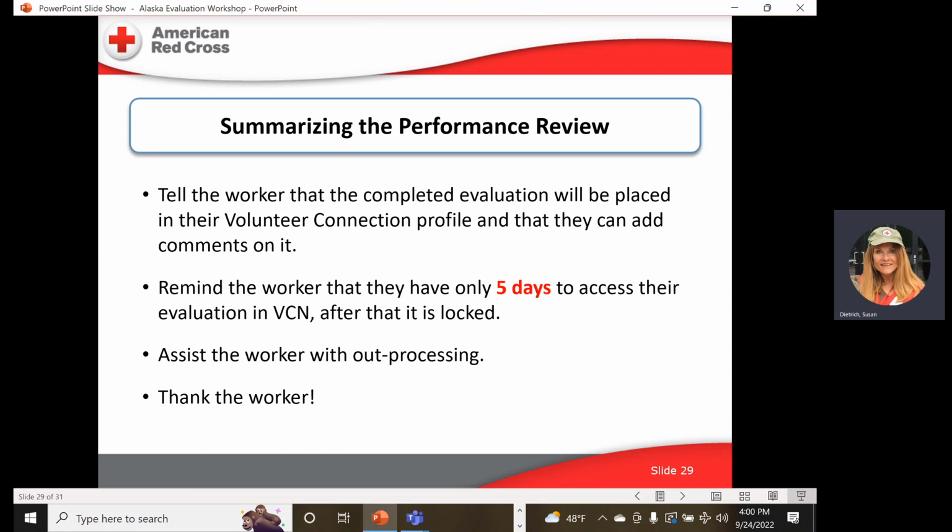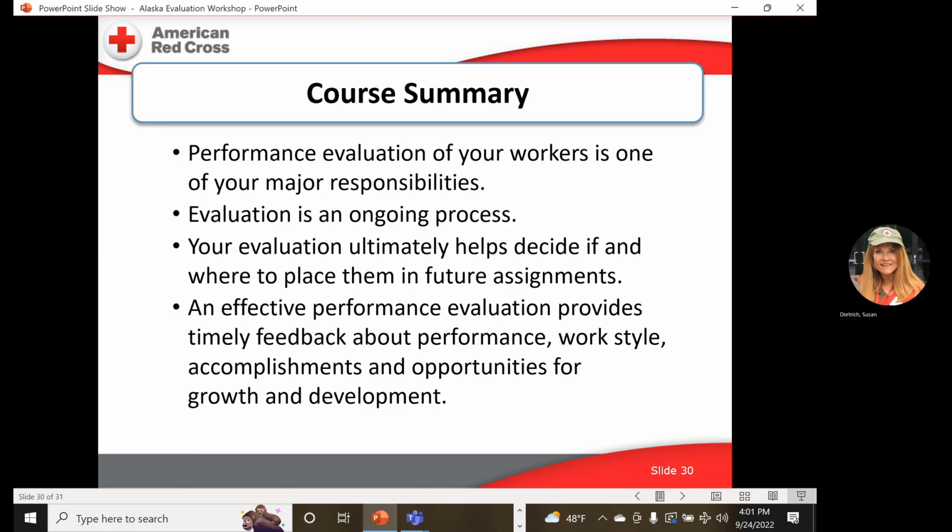You can assist the worker with out-processing. Make sure everything is out of their name. The car, if they borrowed a laptop, anything that they have from Red Cross needs to be out of their name so it doesn't come back to them. And thank the worker.